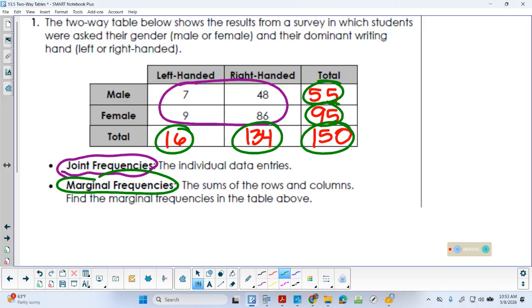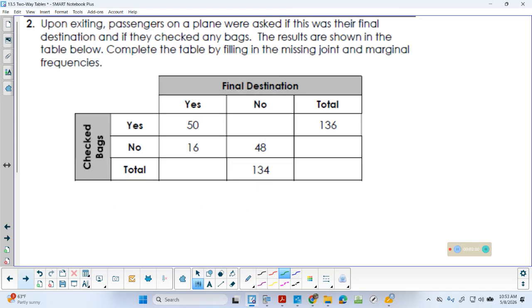Now, like I said, we're going to practice filling in some tables, and eventually we're going to use the tables to calculate probabilities. I see some of you already filling in the next table, so let's get to it. So upon exiting, passengers on a plane were asked if this was their final destination and if they checked any bags. The results are shown in the table below. Complete the table by filling in the missing joint and marginal frequencies. All right, doesn't matter how you fill them in, we just need them all.